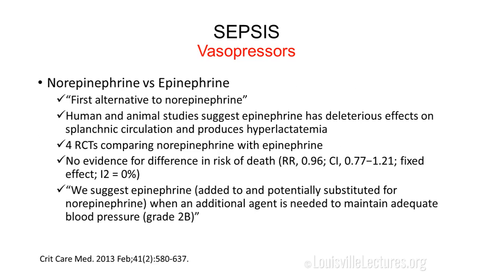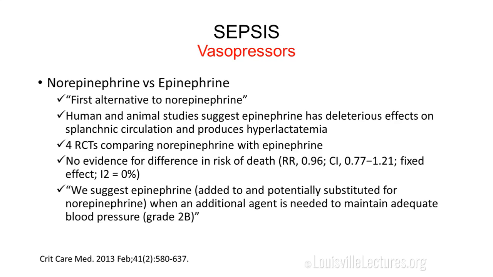What about epinephrine? So the guidelines say that epinephrine should be the first alternative to norepinephrine. This is interesting because we don't always think of epinephrine. So human and animal studies suggest that epinephrine has deleterious effects on the splanchnic circulation and produces high lactate. However, there are 4 clinical trials comparing norepinephrine with epinephrine, and there was no evidence for difference in risk of death. So here's what the guidelines say.